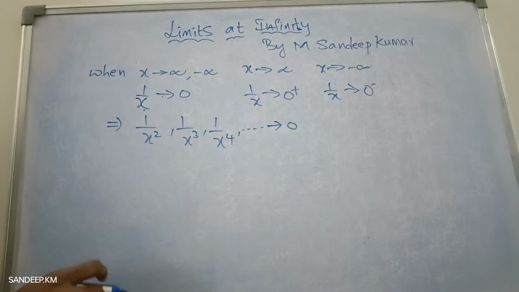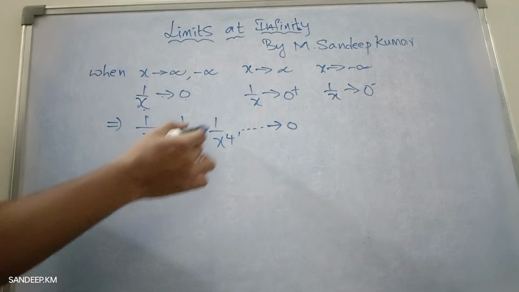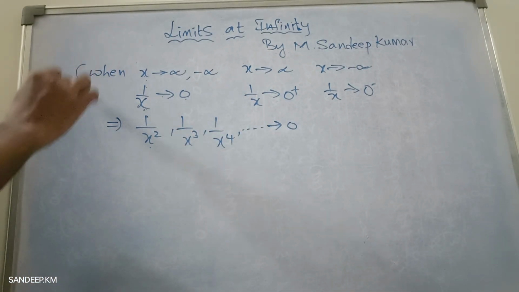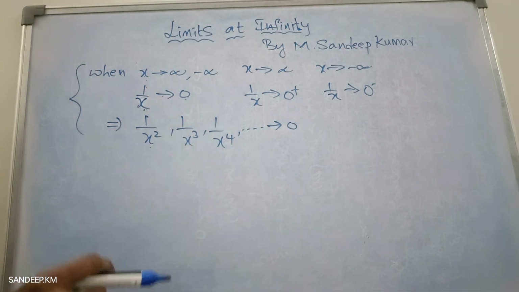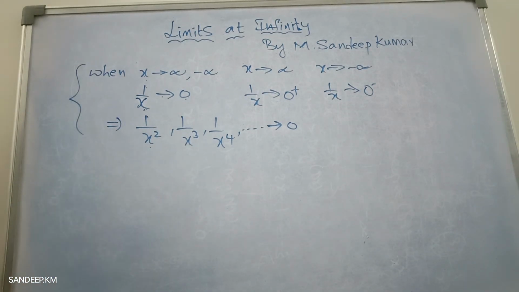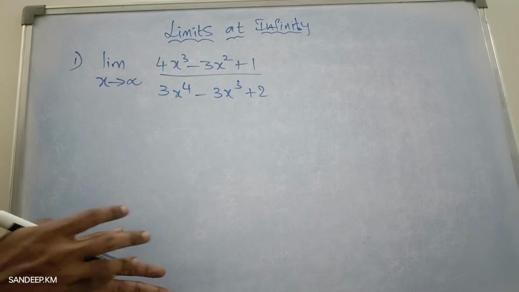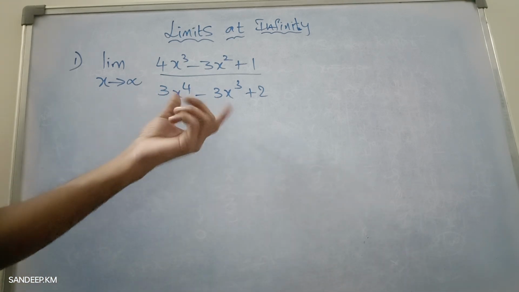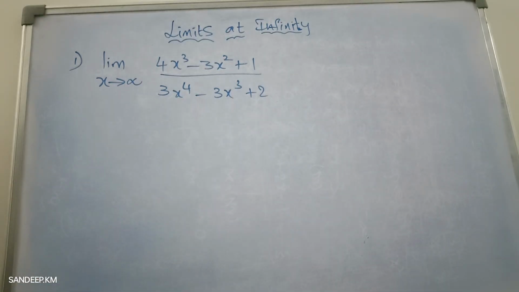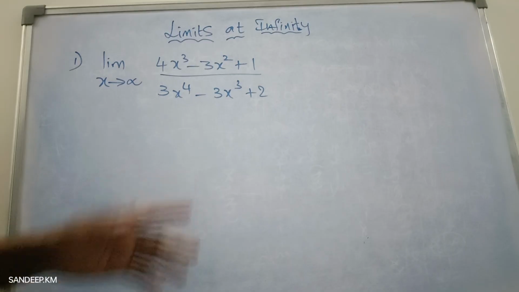Next, if 1 by x approaches 0, then 1 by x square, 1 by x cube, 1 by x power 4 and all these approach 0. This is what I'm going to use while solving the problems. Now first of all, let us look at basic questions on this particular concept. In the first few questions, we will take rational functions, where the numerator is a polynomial and the denominator is also a polynomial, and x is approaching infinity. We'll see how to solve these kinds of questions.